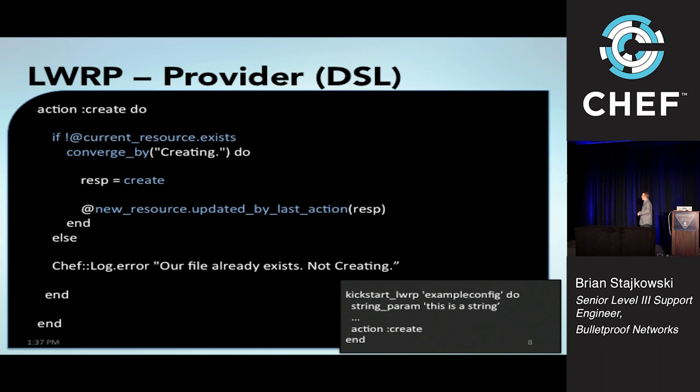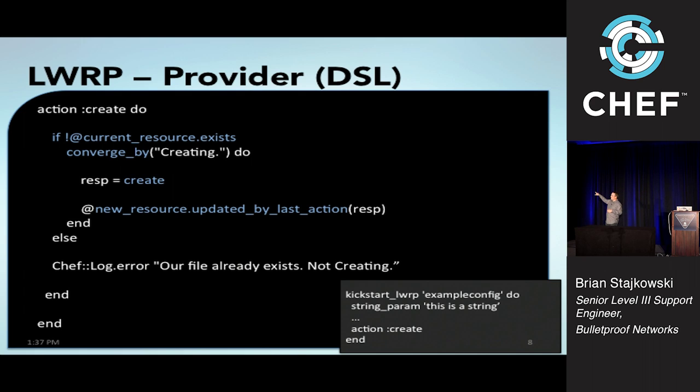Now, within that same provider file, I need to actually define the actions. So in my resource file, it said create and delete. It's just action, the symbol name, which is create, do, and then everything underneath that is called a block, and that block is going to be passed to the DSL for execution. Now, what Chef does on the back end is they take that action create, the DSL will convert that to a method called action underscore create. So that's what's happening in the back end.